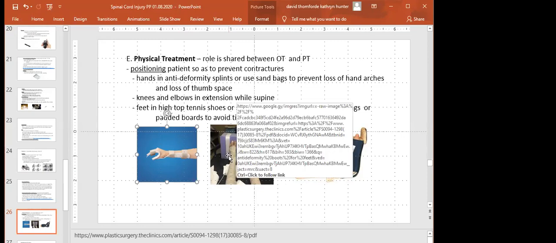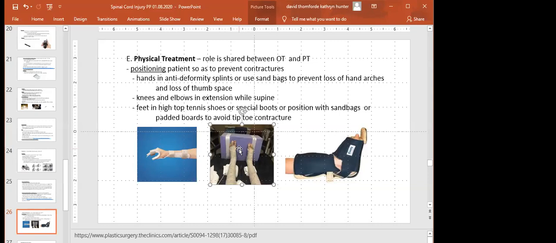For the elbows and the knees, if possible, you want to have them in extension. If a person has their knees in flexion while they're sitting during spinal cord injury during the acute phase, even if they get movement back in their legs, they're not going to be able to walk because their knees are bent. So you want to have the arms and the elbows, knees and the elbows in extension when they're resting in bed.